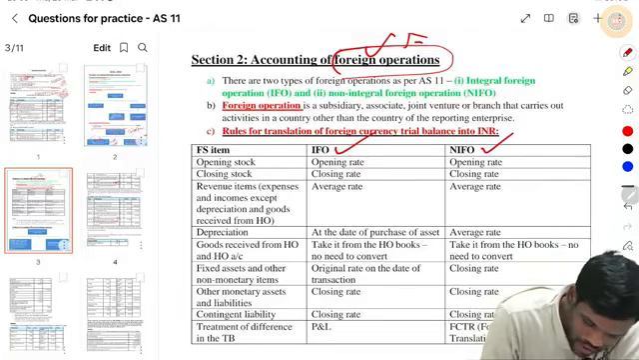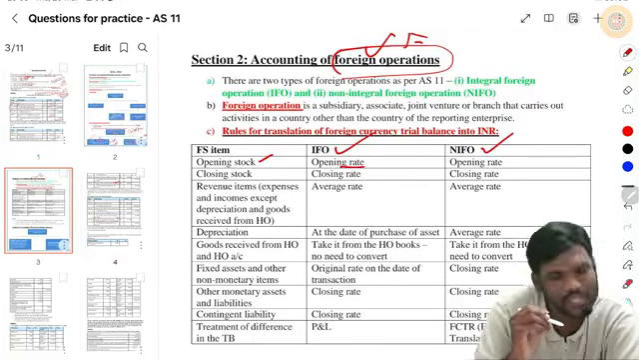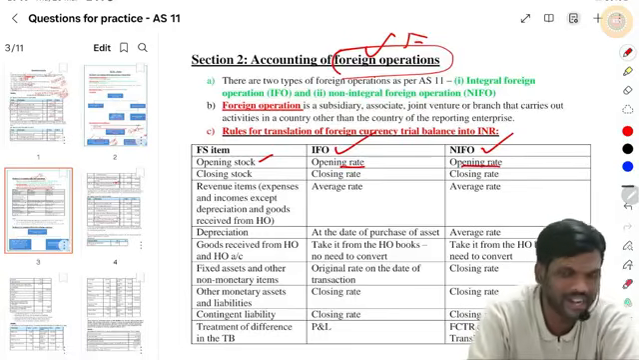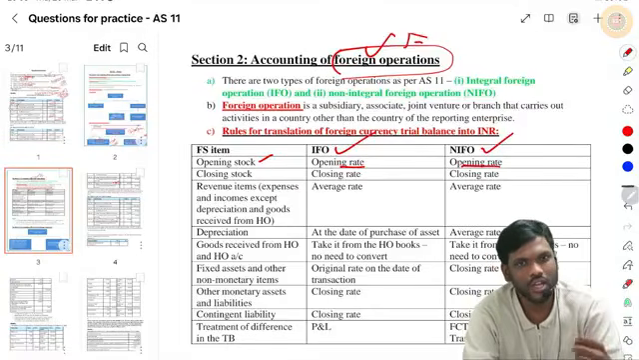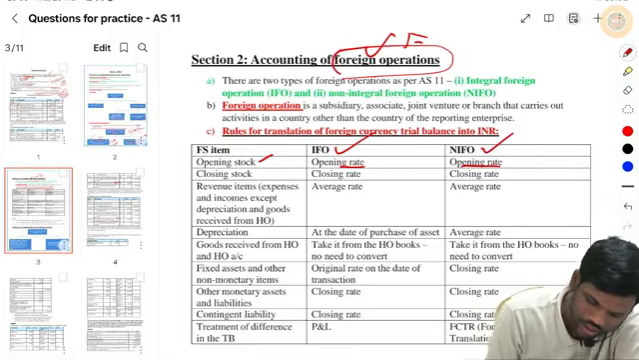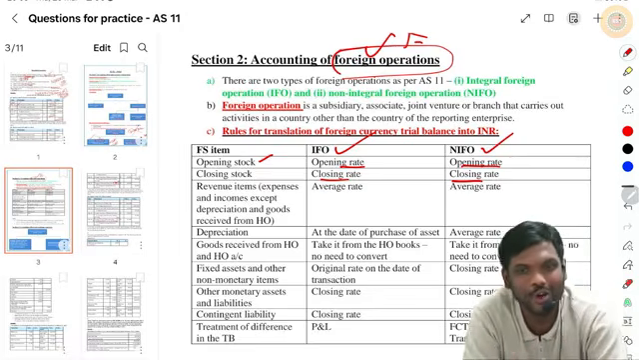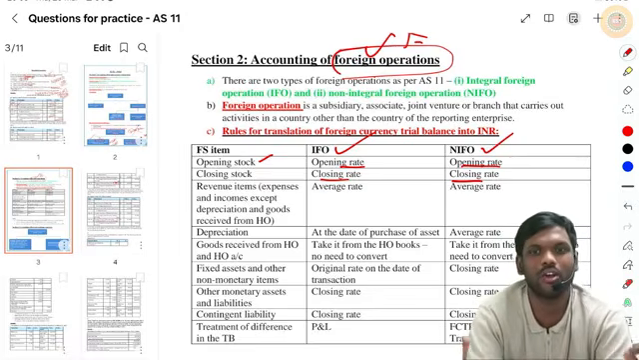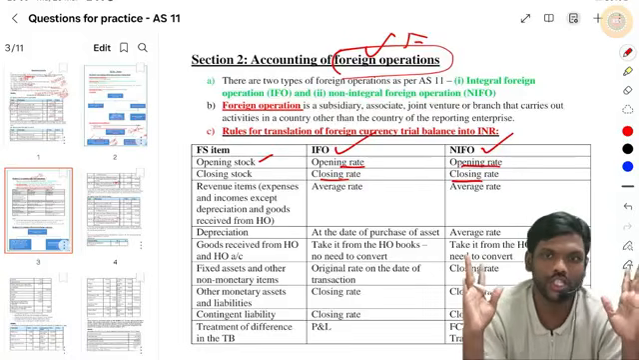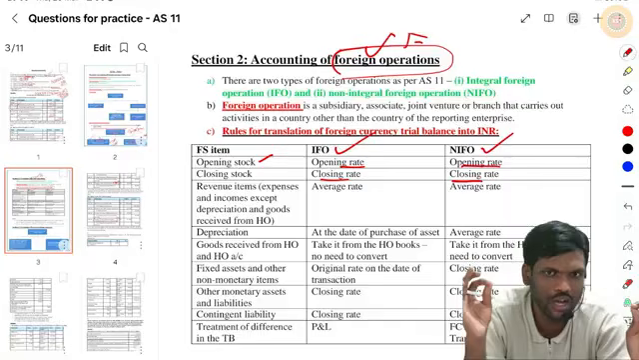AS 11 says, whatever opening stock you have in your foreign operation will be converted using the opening rate, meaning the exchange rate at the beginning of the year. Both for IFO and NIFO, take the exchange rate at the beginning of the year and use that to convert from foreign currency to INR. Sir, what if it is closing stock? You will use the closing rate. Simple: opening stock, opening rate; closing stock, closing rate. What do you mean by closing rate, sir? The exchange rate on the date of preparation of financial statements, which in most cases will be 31st March. So a very simple rule, both for IFO and NIFO: opening stock, opening rate; closing stock, closing rate.